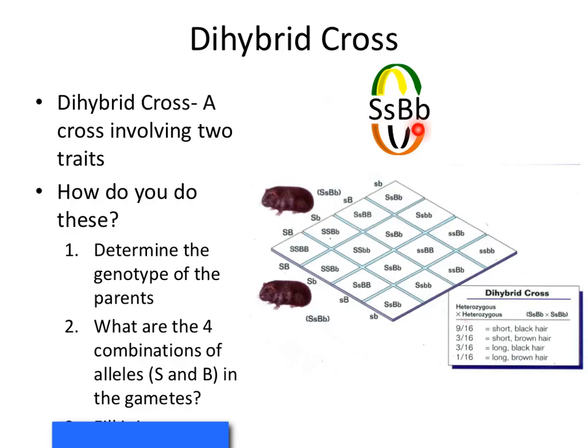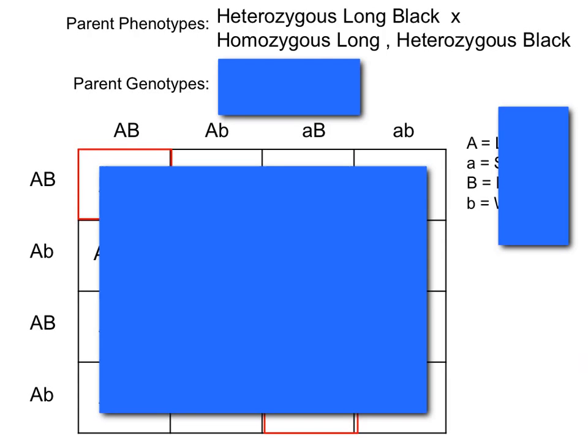All right, let's practice this a little bit. All right, so grab your practice page, and we're going to do this one from scratch. In this case, all I've given you basically is the parent phenotypes. So we know that one parent is heterozygous for being long fur and black fur, so we kind of know what their letters are. And we know that the other parent is homozygous long and heterozygous for black. Okay, so we have to figure out what the parents' actual genotypes are. We have to convert those into letters.